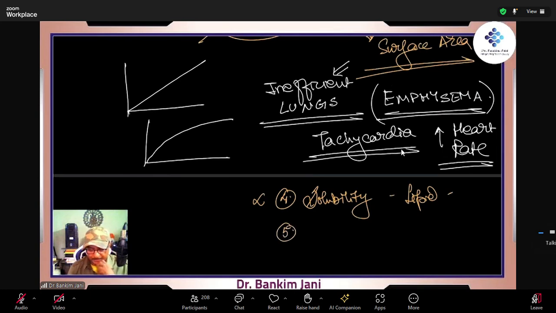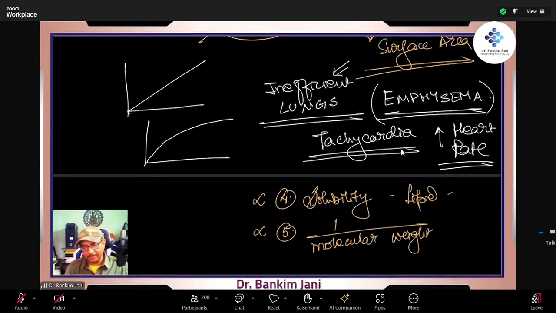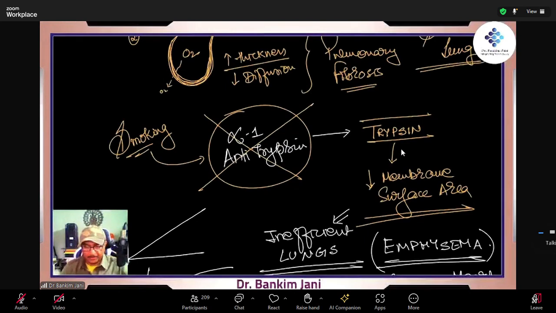And the fifth thing is, it is inversely proportional to the molecular weight. So the one with the small molecular weight will go faster. The one with the bigger molecular weight will go slower. Right? So this is obvious, but these two things are of extreme importance. Crystal clear?